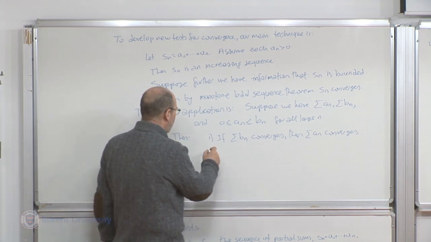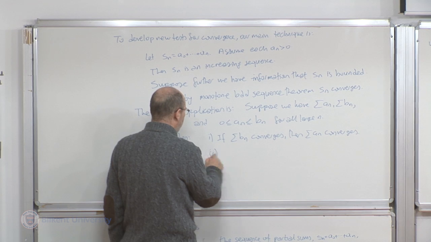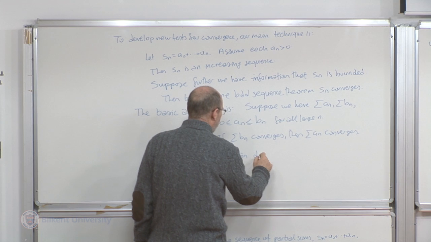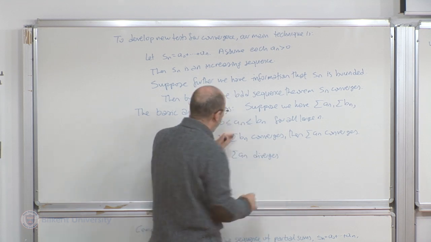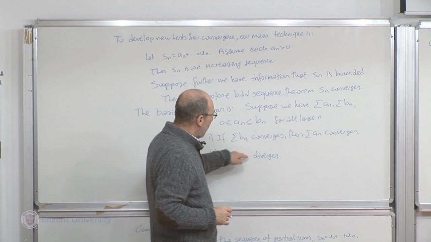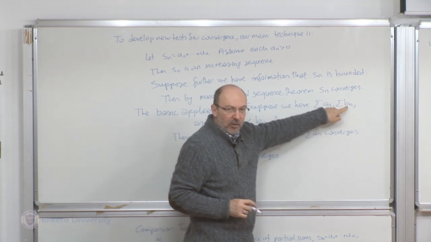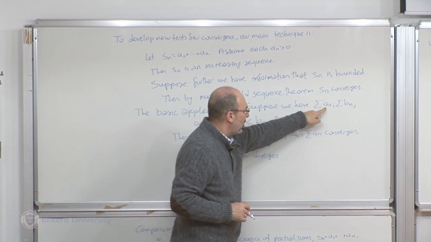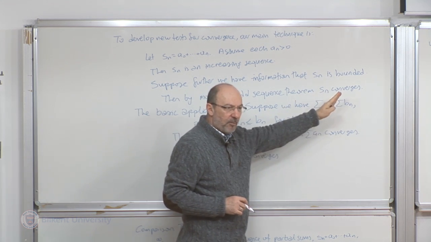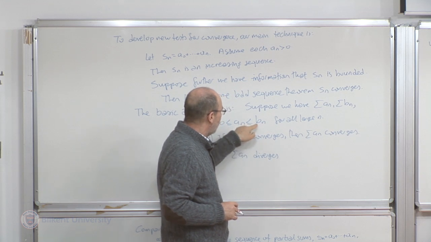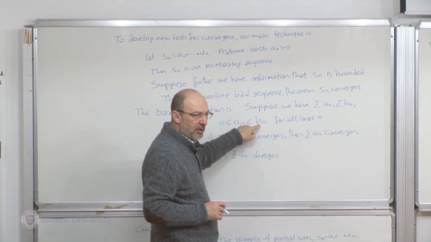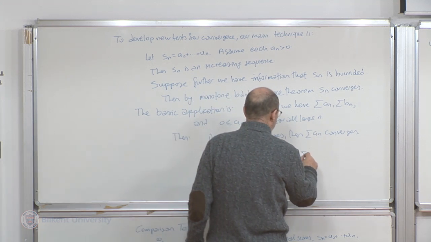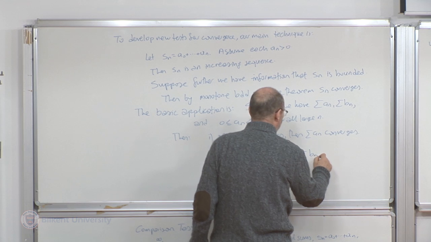The other part, generally we use this part, but this part is also useful. If summation An diverges, this time I have information about this, and I don't have information about that. I'm trying to understand this. The sequence of partial sums for this thing is going to infinity, and they are always less than the sequence of partial sums for this thing, so it's also going to infinity. Then summation Bn diverges.